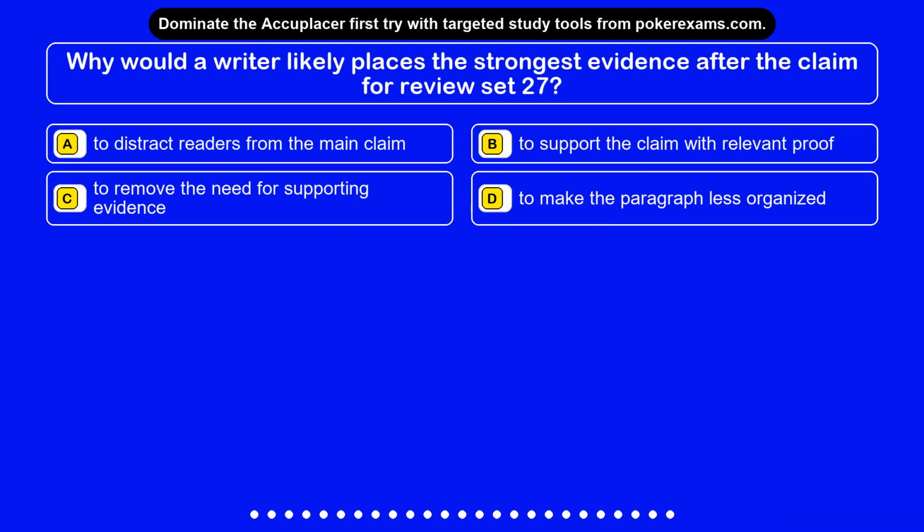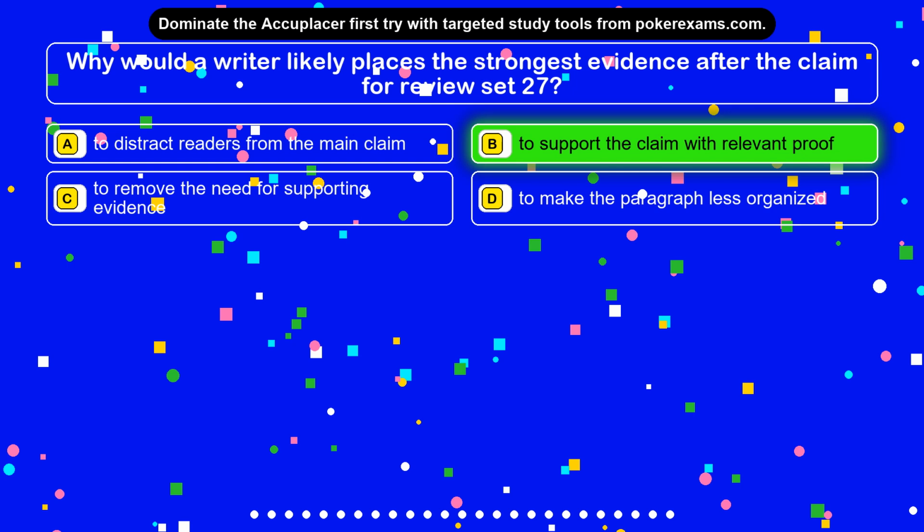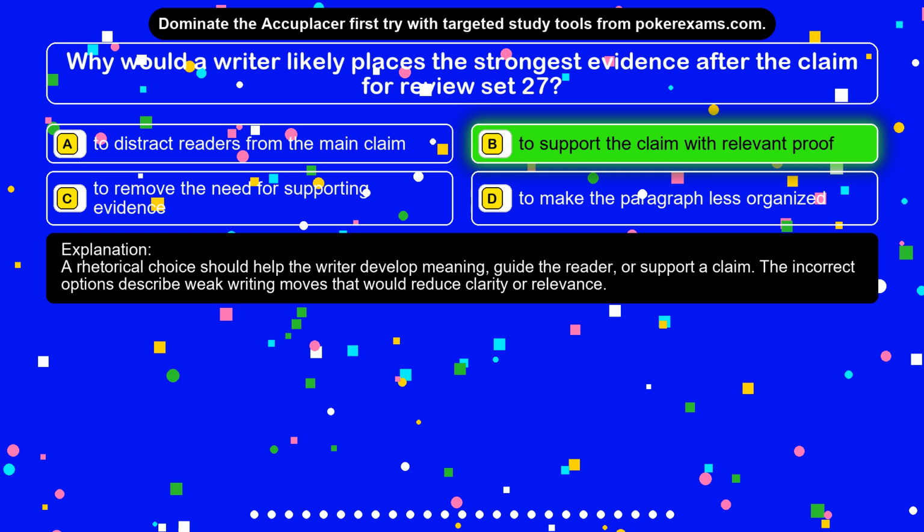Question 16. Why would a writer likely place the strongest evidence after the claim for review set 27? Option A, to distract readers from the main claim. Option B, to support the claim with relevant proof. Option C, to remove the need for supporting evidence. Option D, to make the paragraph less organized. The correct answer is option B, to support the claim with relevant proof. A rhetorical choice should help the writer develop meaning, guide the reader, or support a claim. The incorrect options describe weak writing moves that would reduce clarity or relevance.